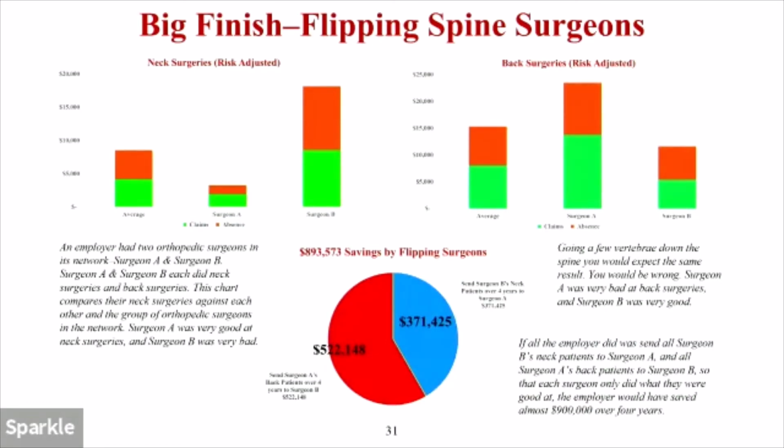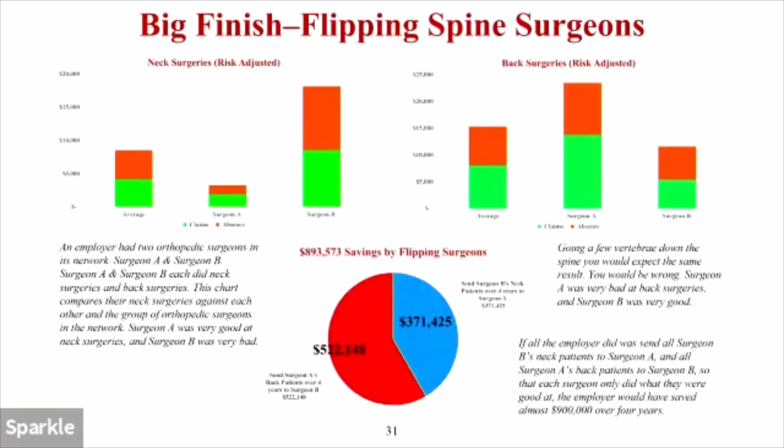We looked at their neck surgeries first, in the upper left there. Here you can see that Surgeon A was doing a great job at neck surgery, and Surgeon B was doing a very bad job compared to the average and each other. So when we went down a few vertebrae on the spine, we expected to see the same thing, and we were completely wrong. It was just reversed, just going down a few vertebrae. Now Surgeon A was horrible at back surgery, and Surgeon B was pretty good.